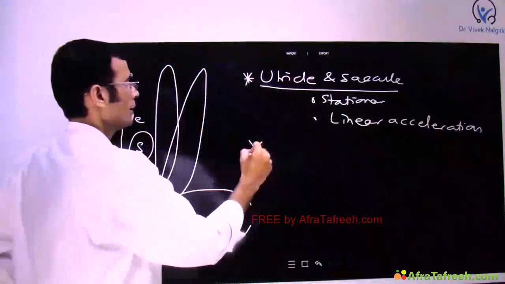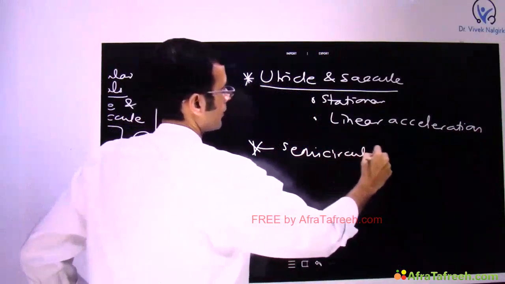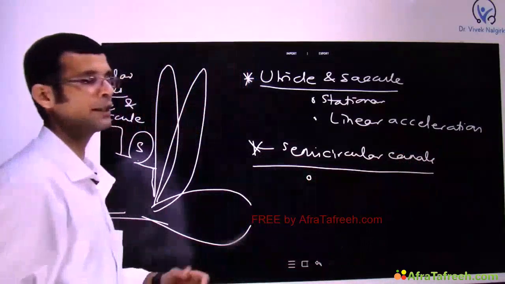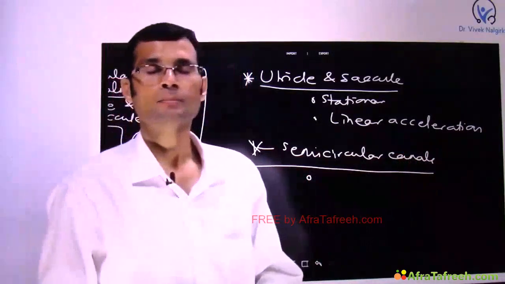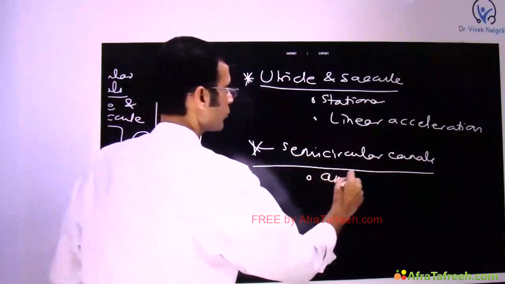Whereas semicircular canals, they are important in equilibrium. They maintain the balance of the body when there is angular rotation of the head.